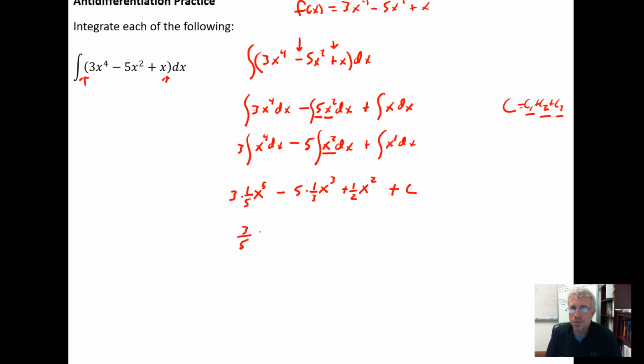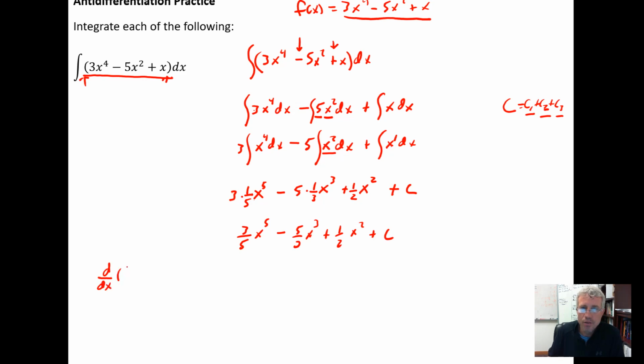3 times a 5th is just 3/5 x to the 5th, minus 5 times a 3rd is 5/3 x cubed, plus a 1/2 of an x squared, plus a constant of integration. And again, if you wanted to check your work, you would differentiate this and make sure you get back the original polynomial. So our work check would be to go, what's d dx of 3/5 x to the 5th minus 5/3 x cubed plus 1/2 x squared plus c.